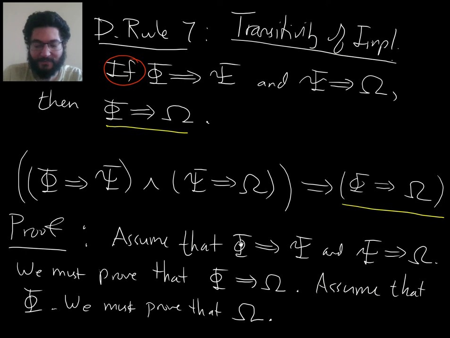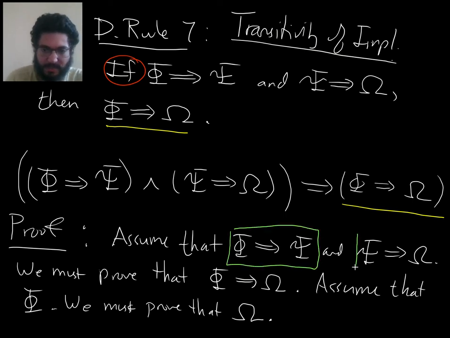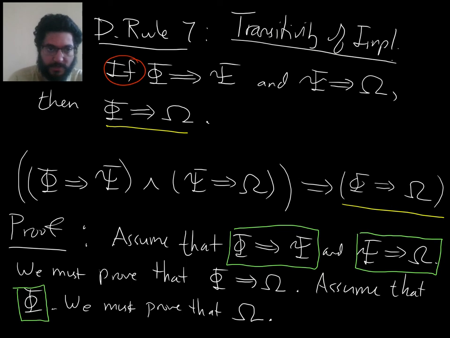I know that phi implies, let me circle the facts that I know are true. I know that phi implies psi, because I assumed it. I know that psi implies omega, because I assumed it. And I know that phi is true, because I assumed it. So these are the pieces that are in play. Somehow I have to use this to reach omega.